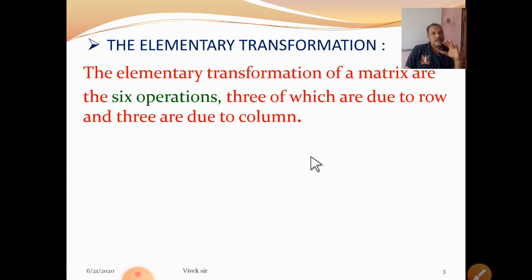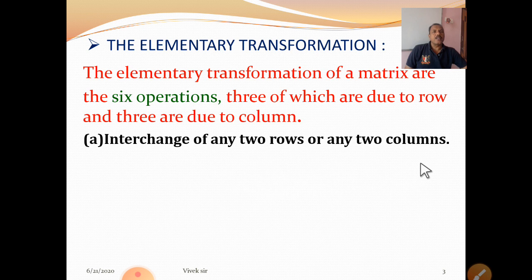We already know that the horizontal lines of a matrix are called rows, and the vertical lines of a matrix are called columns. These rows and columns are parts of the matrix, and the operations on these rows and columns are called elementary transformations. The 3 operations are on the rows, similarly 3 operations are on the columns, and these total 6 operations are the elementary transformations. Okay, so see here, one by one, the transformations.